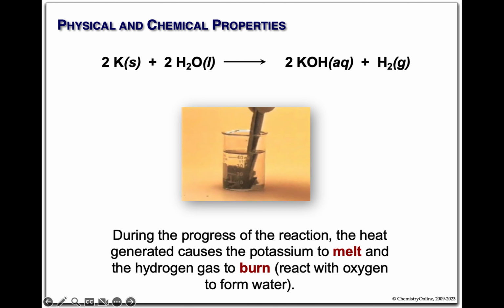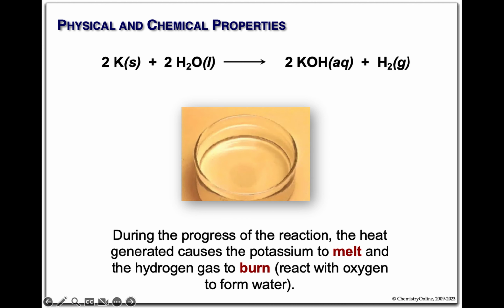Hook out a little chunk. Soon as it hits, you see it's melted, bouncing around. As the hydrogen is produced, it burns off. Really fun reaction to do. If you use a chunk that's too big, it will explode. Don't want that to happen.